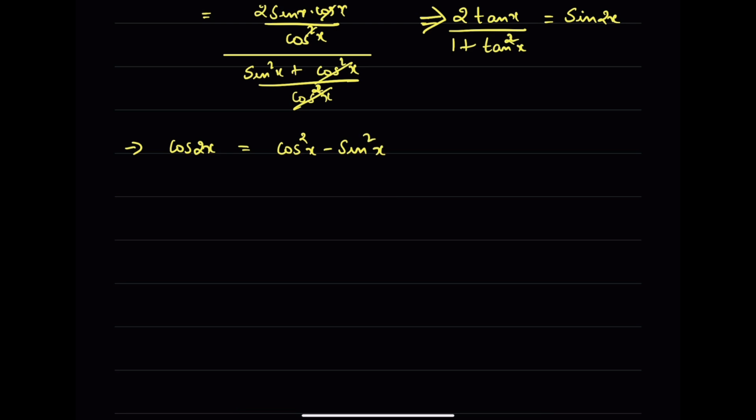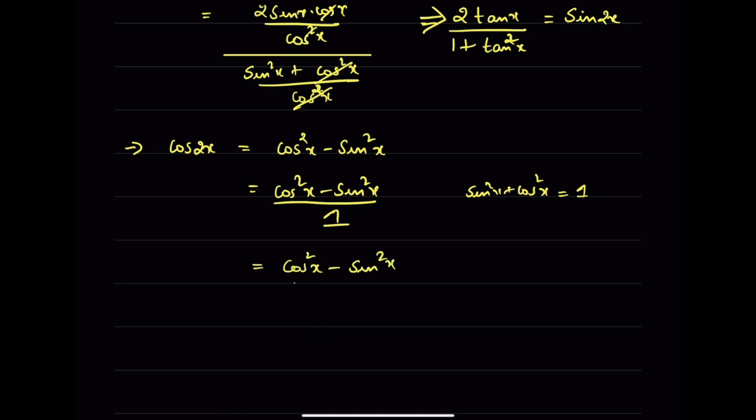Now this can be rewritten as cos square x minus sin square x divided by 1. We are applying the same logic, which is sin square x plus cos square x is equal to 1. Now how would we change this? So this will be cos square x minus sin square x divided by cos square x plus sin square x.